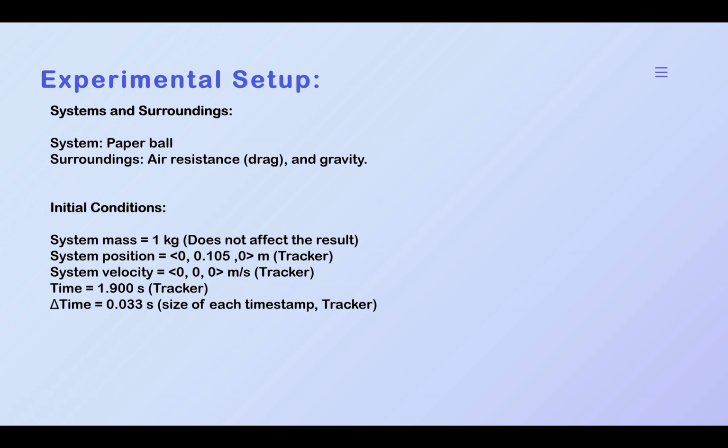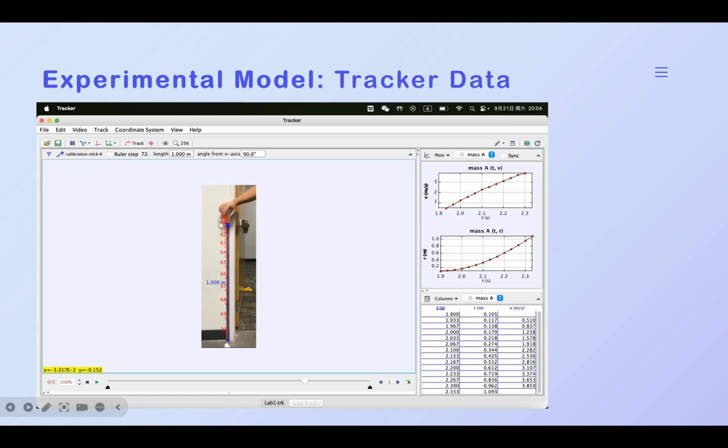affect the result. And about the system position, at first, the Tracker shows it's 0.1050, and the system velocity at first is 0. The starting time is 1.9 seconds, and the delta time is 0.033 seconds. This picture shows how I use Tracker software to get data from the video.